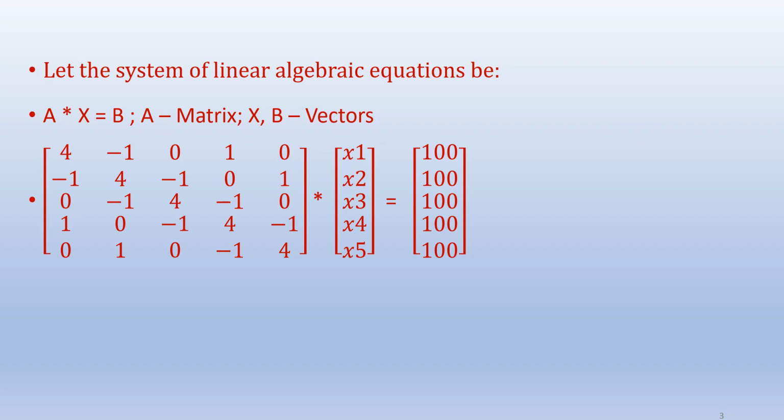The system of linear algebraic equations can be represented in matrix form as A times X equals B, where A is the square matrix that has dimensions n by n, X is the solution vector that has dimensions n by 1, and B is the right-hand side vector that has the dimensions n by 1. In this particular case, n represents the number of rows or columns, and n equals 5.